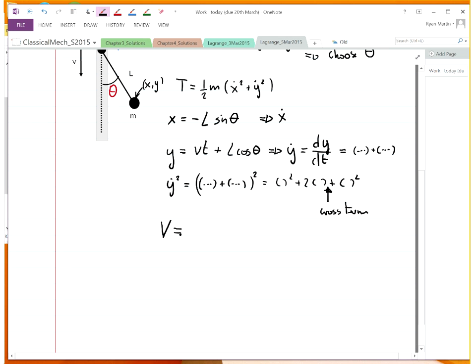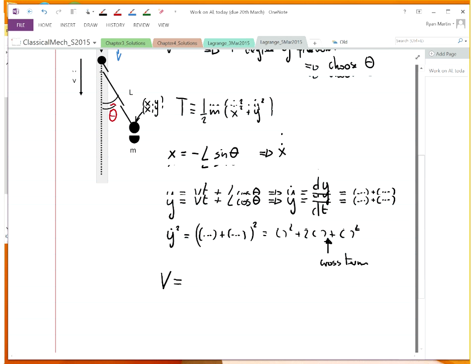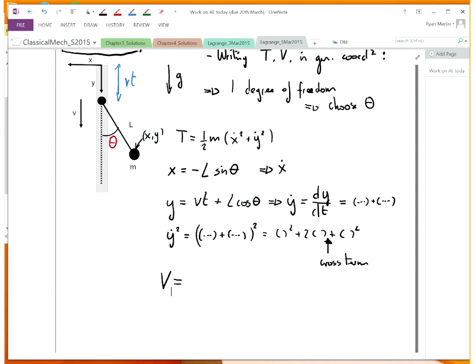Now what about V? So the question is, V is equal to mgy or minus mgy? The potential energy. So you have to be always very, very careful with this, because you have to keep changing the sign of the V term, right? Because it's T minus V, but then ultimately when you do the Euler-Lagrange equation, it's minus dL by dQ. So you have to be very, very careful with the sign.